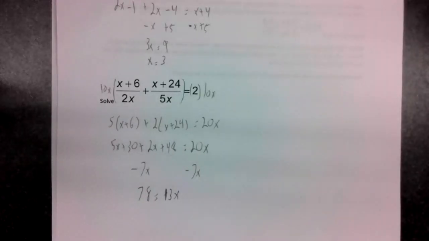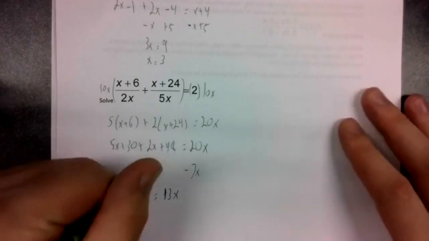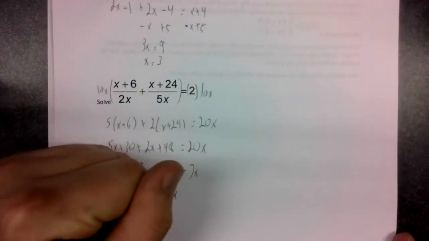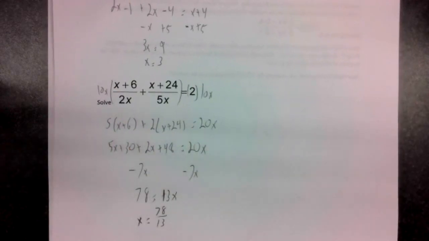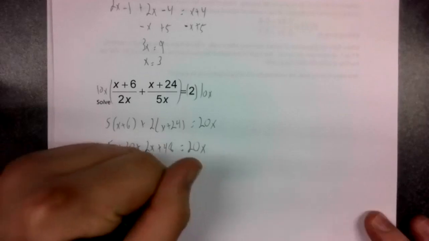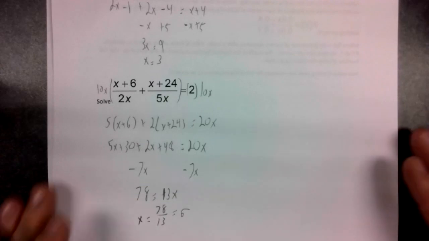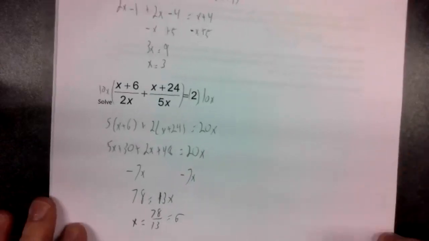And then the very last thing we can do is divide by 13 on both sides. So after we divide by 13 on both sides, we just get x by itself on the right or the left, it doesn't matter. I'll just switch the position. So we get x equals 78 over 13. And let's see if that simplifies. So 78 divided by 13, yep, it simplifies to 6. So x is equal to 6. Okay. All right, so we'll keep moving on.